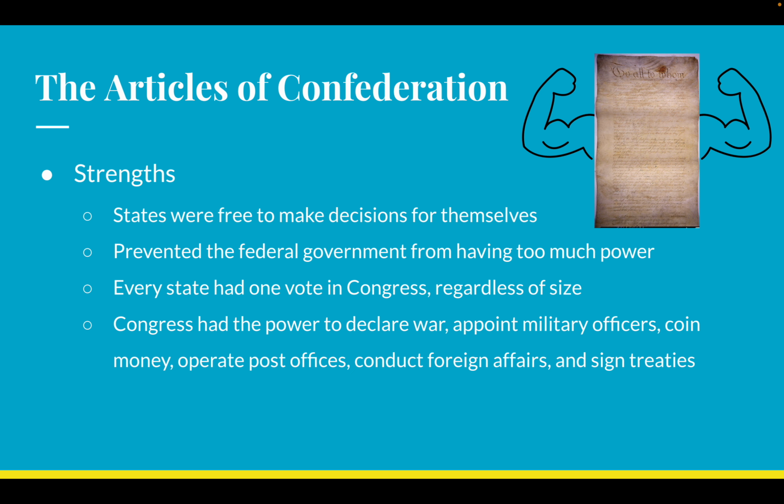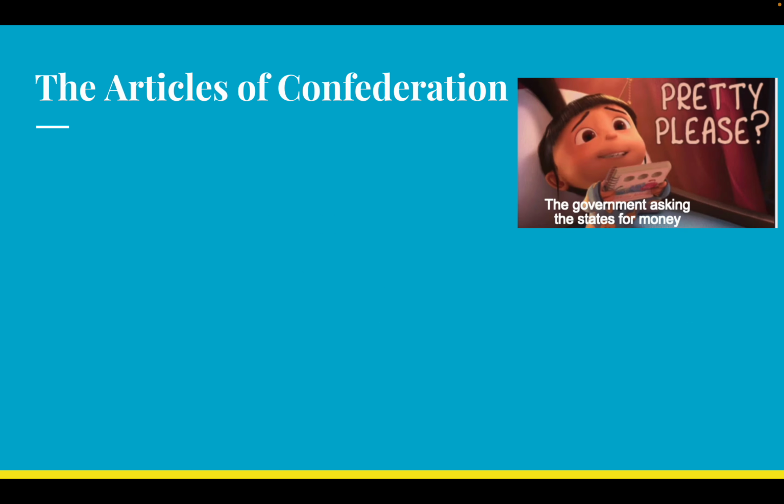Additionally, Congress, under the Articles, is given the power to declare war, appoint military officers, so like choose generals and stuff, coin money, meaning create currency, create the US dollar, for example. They operate post offices for communication. They conduct foreign affairs, meaning they interact with other countries, and they're able to sign treaties. Now, these are the strengths of the Articles. There's unfortunately many more weaknesses, and that's really why these Articles are going to fail.